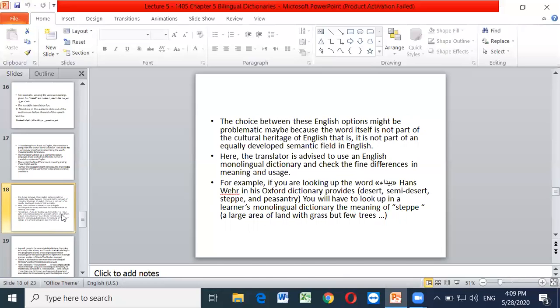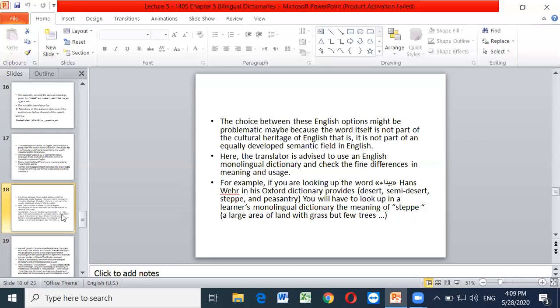The choice between these several English options might be problematic, maybe because the word itself is not part of the cultural heritage of English. That is, it is not part of an equally developed semantic field in English. So the domain of the word, a word like camel or the words related to camels, the words related to the desert, the desert and camels. These semantic fields, these meaning domains are not developed in English because of cultural reasons.